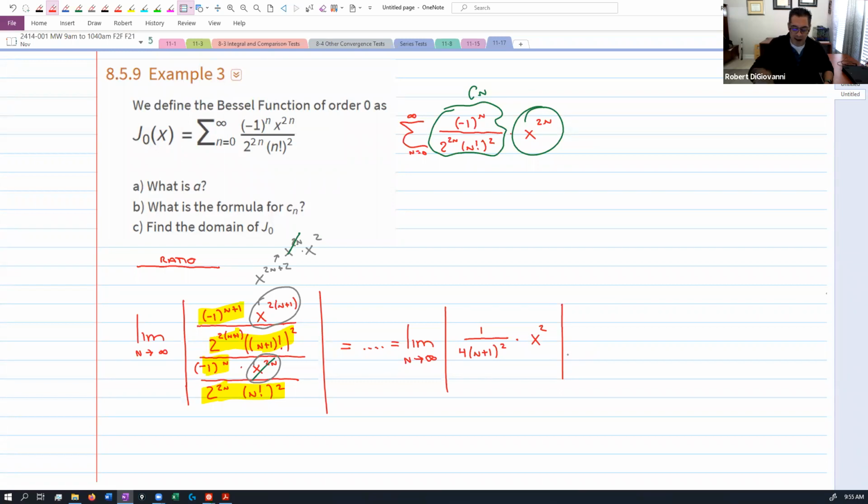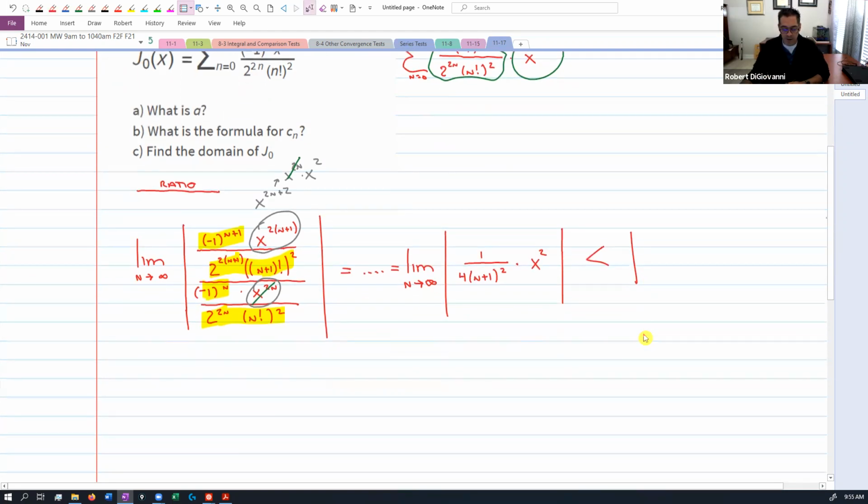What do we want that to do? In order to have convergence, what do we need that to do? We need that to be less than 1, right? Let's figure out what values of x we need in order for this to be smaller than 1. Well, wait a minute, hold on. Where is this headed?